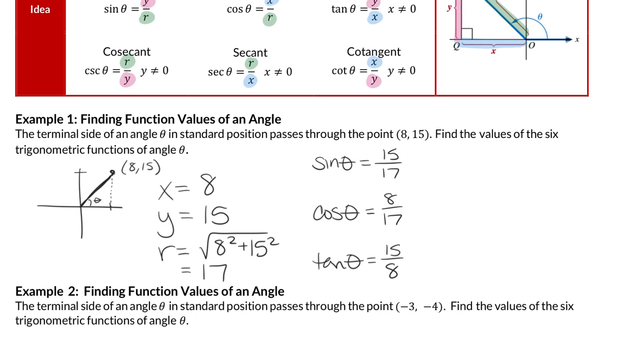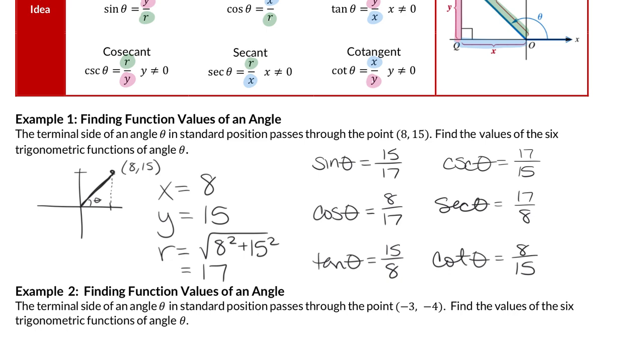The reciprocal of sine is cosecant. So cosecant of theta is just 17 over 15. Flip that fraction. Secant of theta is just 17 over 8. Flip that fraction. And cotangent of theta is equal to 8 over 15. Flip that fraction. Boom, there's all 6.